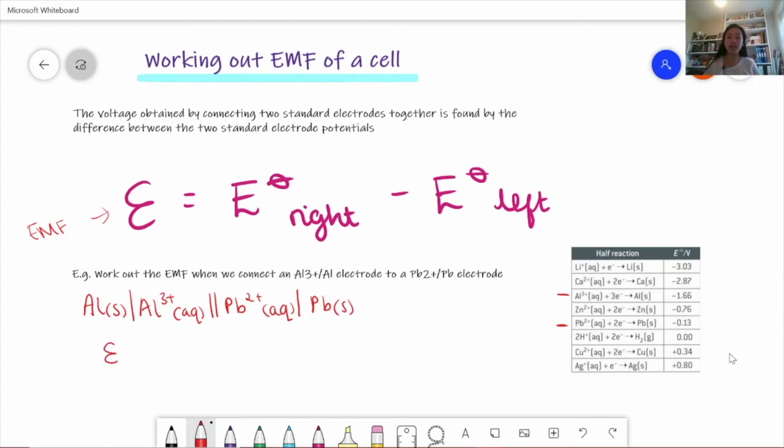So using the equation, EMF is equal to the standard electrode potential of the half cell on the right minus the standard electrode potential of the half cell on the left. And that means that the EMF is equal to minus 0.13 minus minus 1.66. It's really important to get the signs right and to not forget that you are minusing, but also the standard electrode potential could have a minus as well. So the two minuses will make a plus. And this comes out to be 1.53 volts.